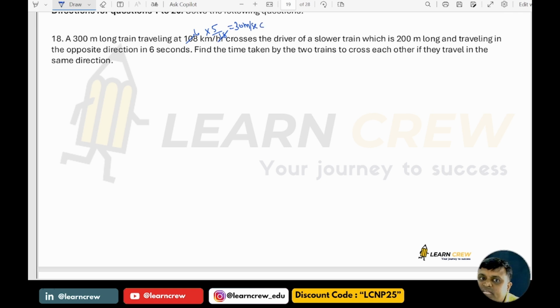Okay, 30 meters per second. So to cross the driver, a man in the other train which is 200 meter long. When a train passes a man in the other train, the distance covered is equal to the length of the faster train, which is 300 meter. Here, speed means this person's speed is 30, and both are moving in the opposite direction.